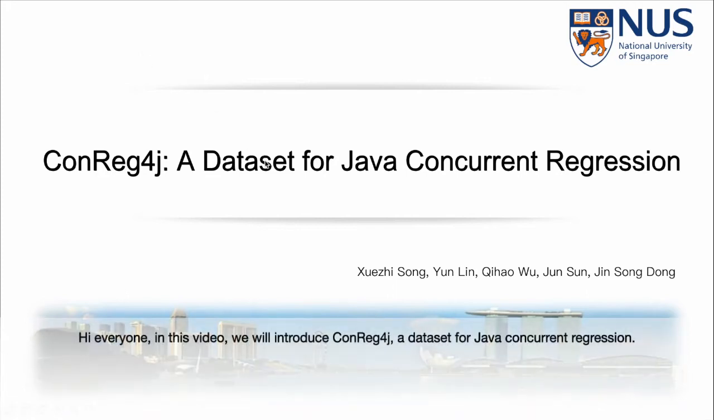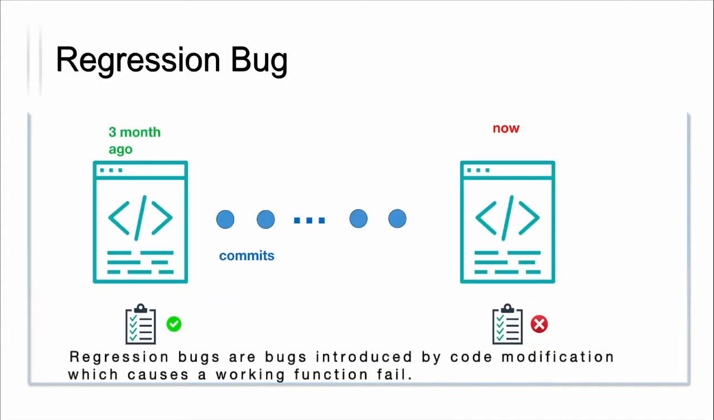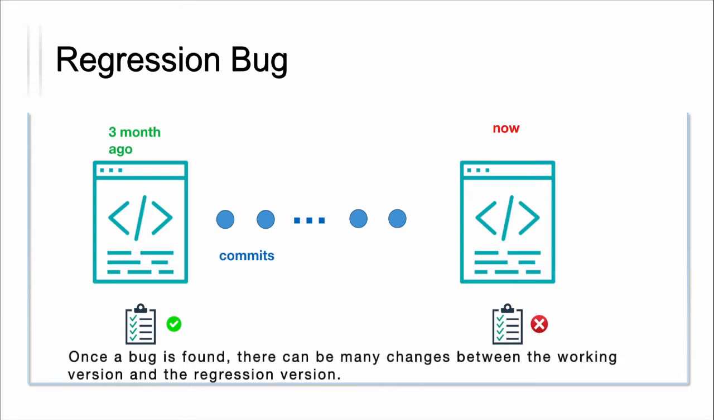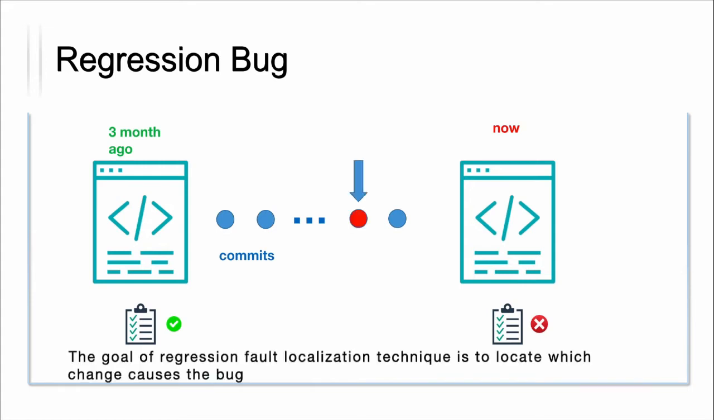Hi everyone, in this video, we will introduce ConRej4J, a database for Java concurrent regression. Regression bugs are bugs introduced by code modification which cause a working function to fail. Once a bug is found, there can be many changes between the working version and the regression version. The goal of regression fault localization technique is to locate which change causes a bug.